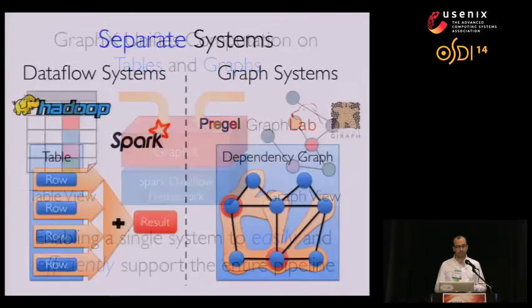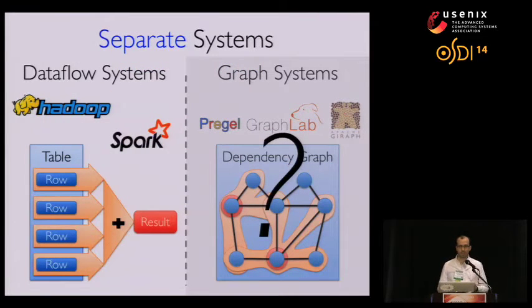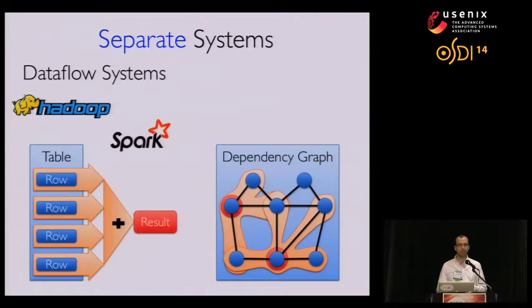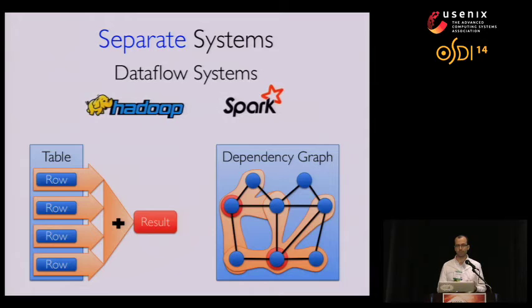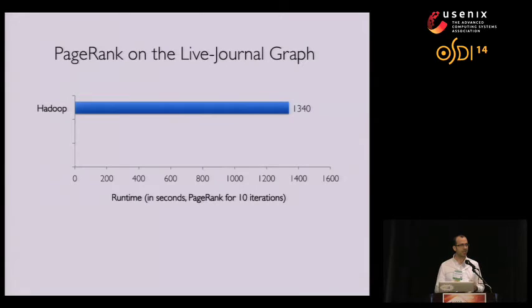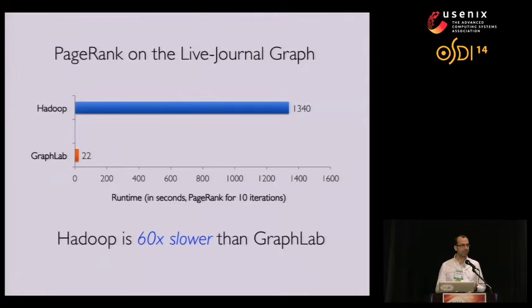Now you might ask at this point, did we really need these specialized graph processing systems? Perhaps we could get rid of those and instead try to do everything in our generic data flow frameworks like Hadoop or Spark. And in fact, in our work in graph processing systems, we learned that there's a big performance gap in doing just this. So if we look at something like applying Hadoop to compute PageRank on the LiveJournal graph, it takes, let's say, 1,300 seconds to compute a solution. GraphLab can solve the same problem in 22 seconds. So that's over 60 times faster. And that's a pretty big gap.